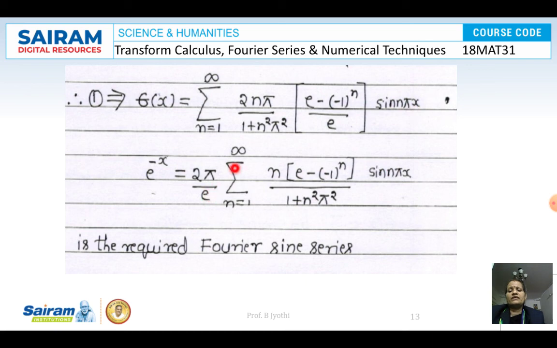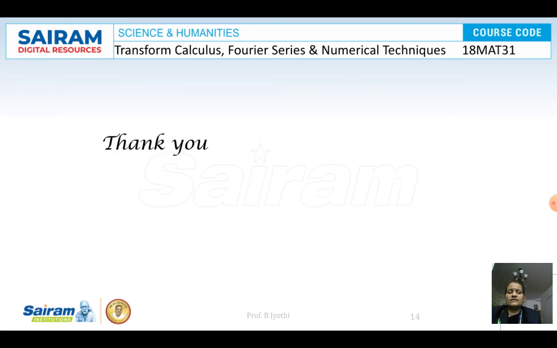So e power minus x is given by 2 pi by e into sigma n of e minus of minus 1 power n by 1 square plus n squared pi square of sin n pi x, which is the required Fourier sine series. Thank you.